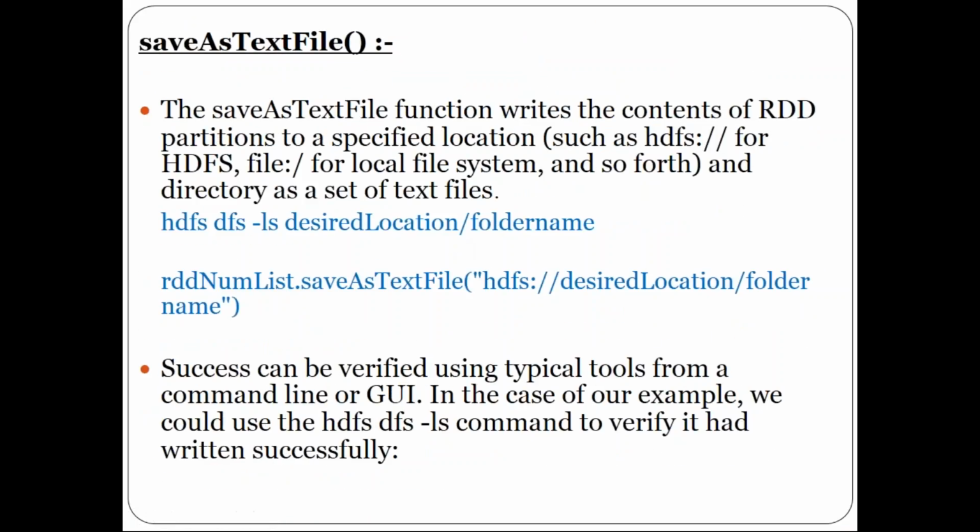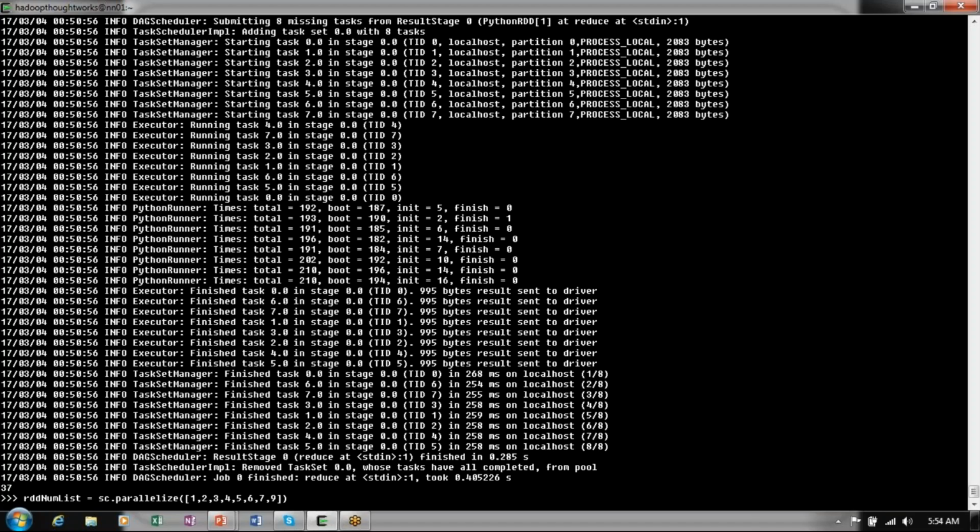Save as text file. This is one of the important actions, the way you have collect. No, save as text file is a function, it's not an action. Save as text file writes the contents of RDD partitions to a specified location. Now let me show you that one also. Not a big deal.